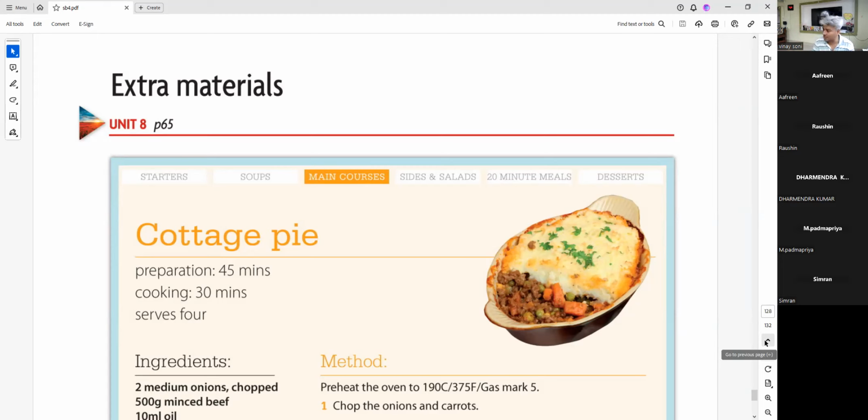Guys, just do the revision, okay? Do the revision, learn this recipe, okay? And try to write a recipe of your taste, your favorite recipe, the method with the verb first. Do this.